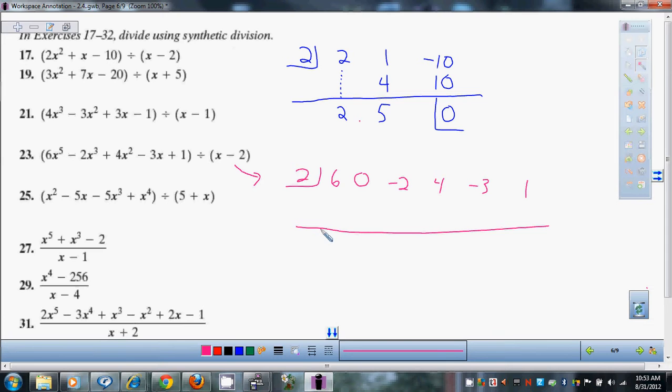What drops down every time? The first term. Multiply. 2 times 6, 12. Then you add 0 plus 12. 12. Multiply. 2 times 12. Add. Then you multiply.